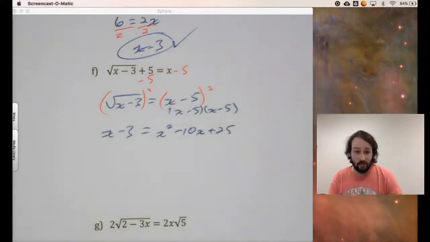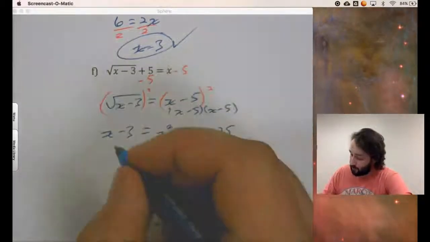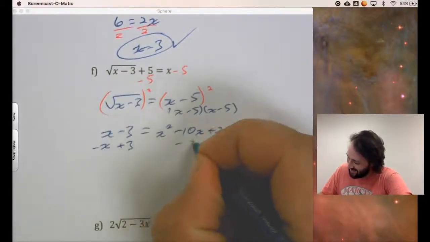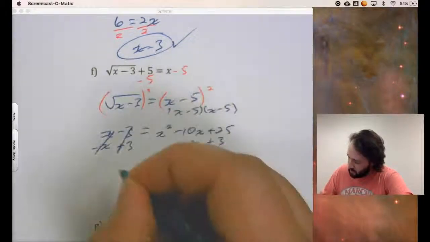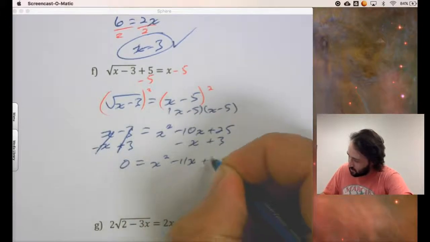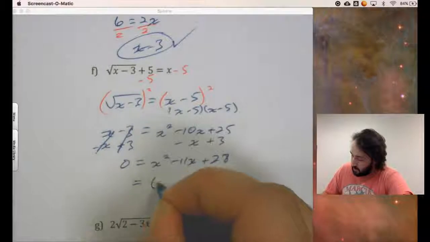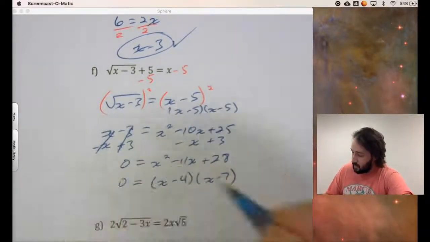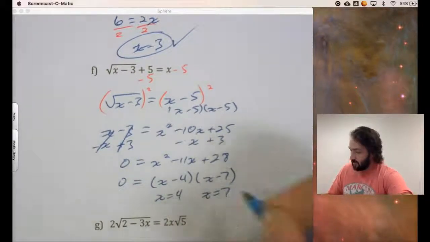When we have a quadratic, don't forget, you want to make it equal to 0 and then factor. All right, minus x plus 3. This gives me 0 equals x squared minus 11x plus 28. Now factor. x minus 4, x minus 7. Gives me solutions of x equals 4, x equals 7.